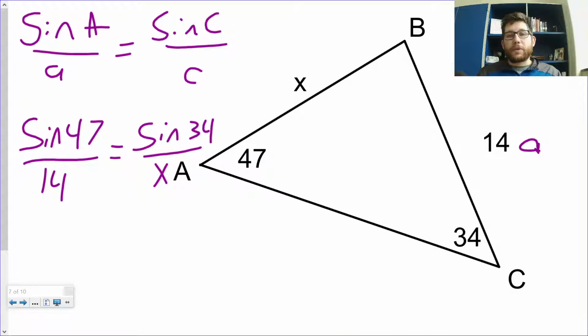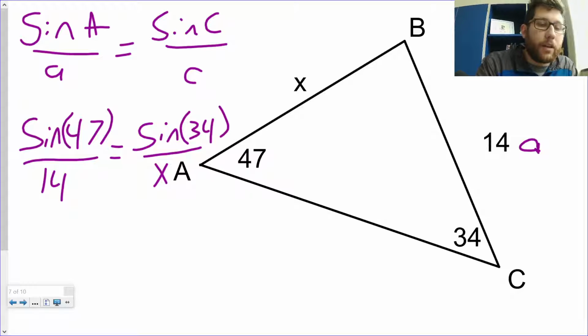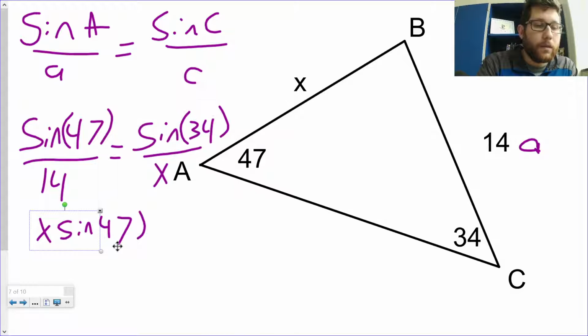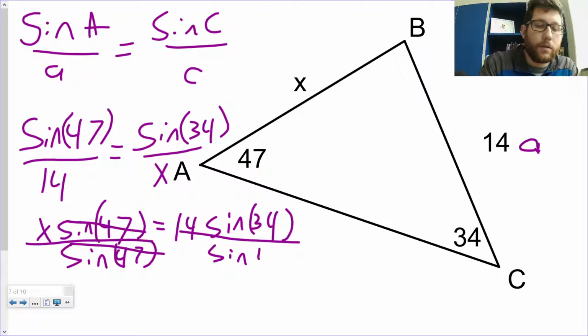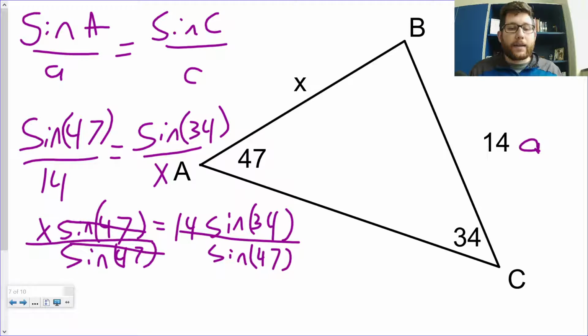All right, now at this point we can cross multiply and solve for x. Remember, this 14 is not going to multiply into 47 or divide into 47 or multiply by 34. Remember that these are functions of a particular value. So when I cross multiply here, I get x sine 47 is equal to 14 sine 34. Then I would divide both sides by sine 47. So x is equal to 14 times sine 34 divided by sine 47.